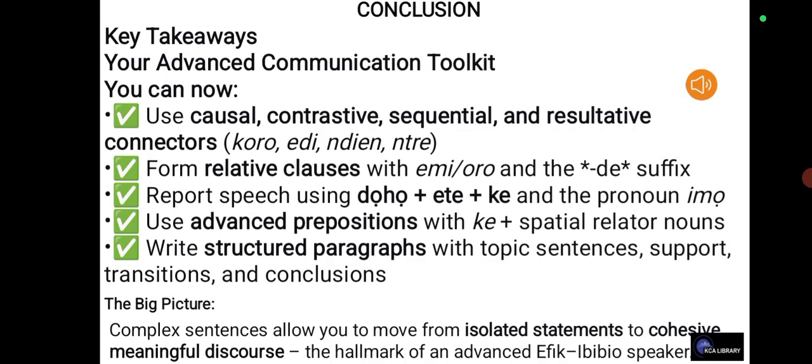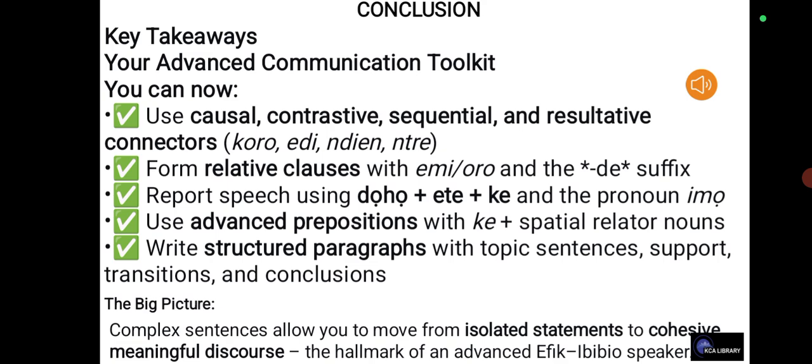Common errors and polishing. Sounding like a native. Mistake 1. Forgetting the or/re in relative clauses breaks the clause. Mistake 2. Using any instead of imo in reported speech changes who you mean. Mistake 3. Overusing ku without relators makes location vague. Polishing tips. Vary your connectors. Do not start every sentence with ecom. Combine short sentences with emi/oro plus da. Use tre/tem to end thoughts, not just list actions.